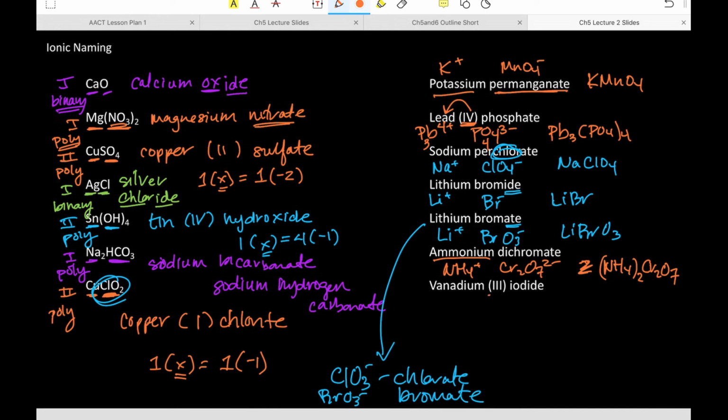Next up we have vanadium 3, so that 3 again is the charge of that, so V, 3 plus. Iodide, ide is your big clue, we're talking about iodine as an ion, right? So then I need 1 of these and 3 of these, so VI3. Yes? All right.